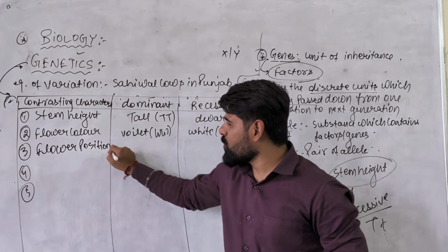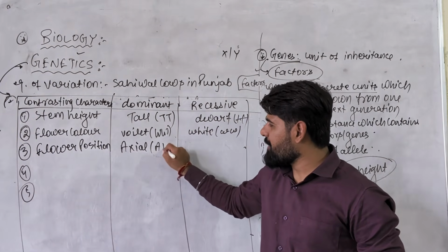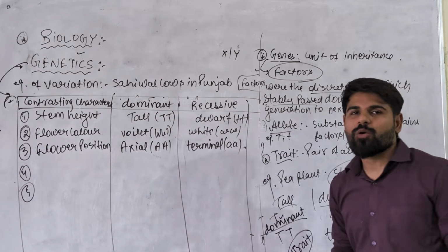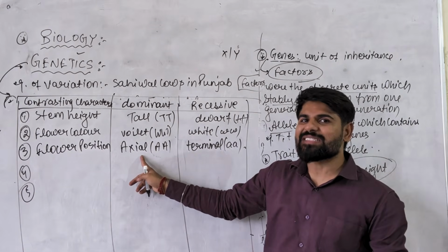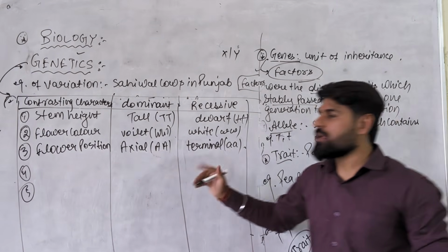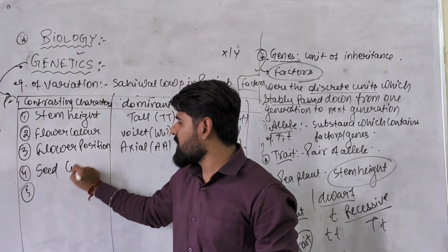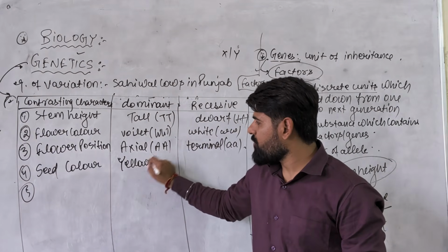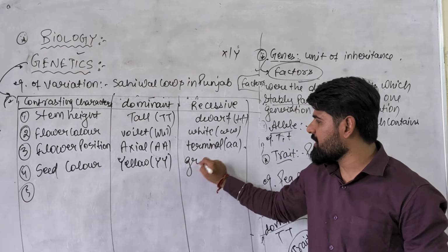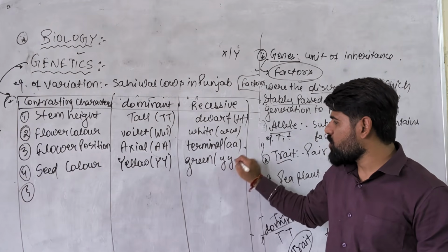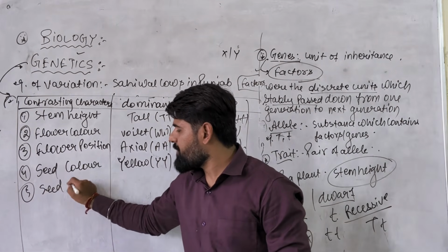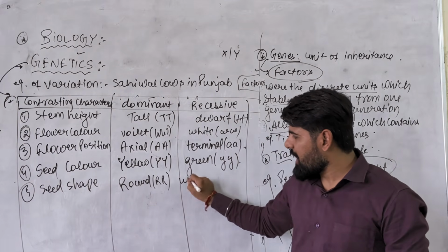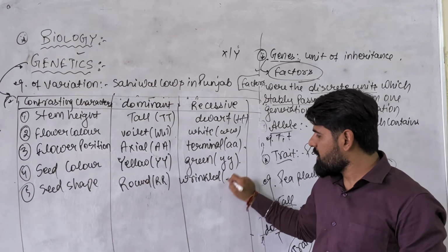Similarly, next is position of flower. One is axial, capital, and the other one is terminal. Terminal के लिए हम क्या लेते हैं? Small. Okay. So this is the dominant character, capital, that is axial, while recessive character is terminal. Similarly, the next characteristic is seed color. So seed color, taking yellow for dominant, capital Y, and green for recessive, that is small y. Next is seed shape. So seed shape, taking round for capital R, and the other thing is wrinkled, small r.